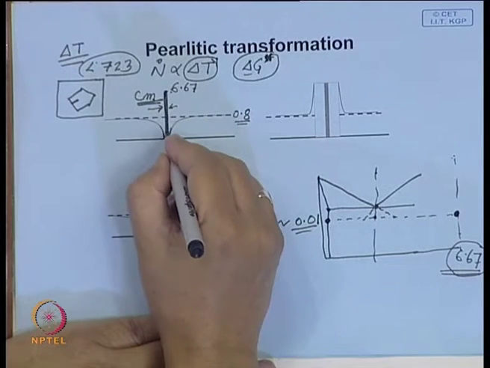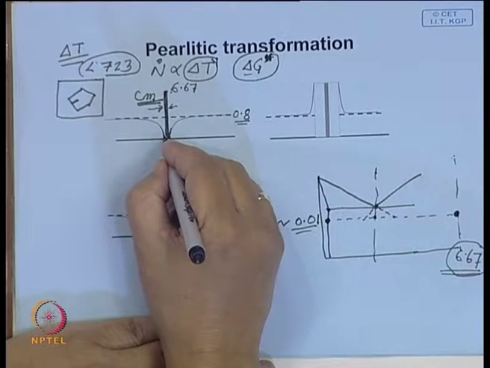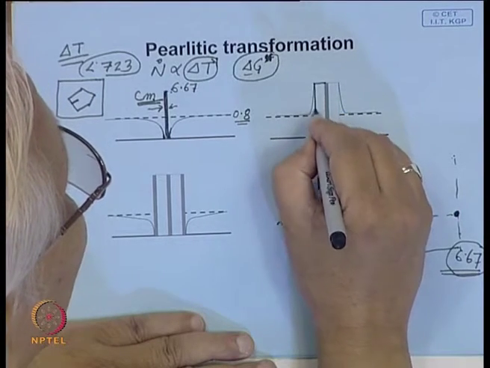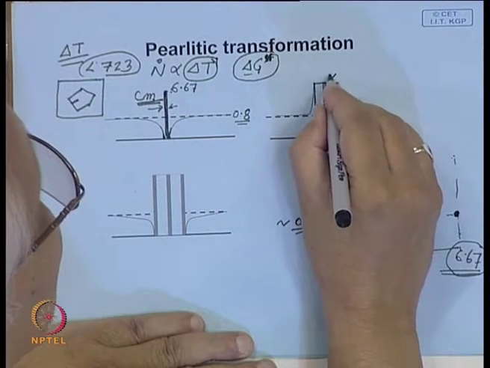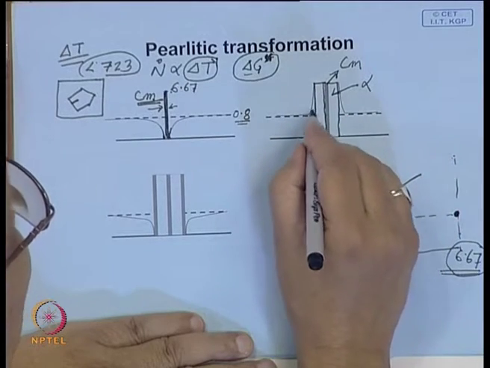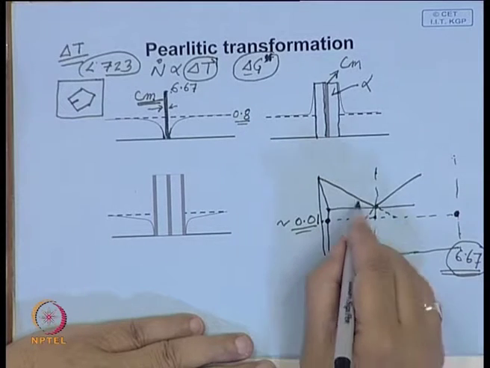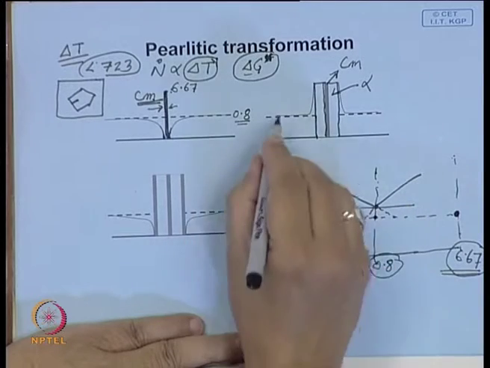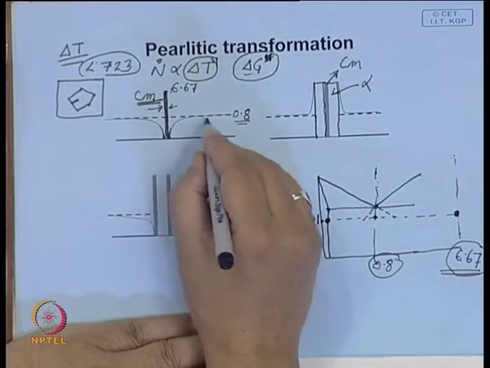And now, once this grows to a certain point, the carbon content decreases so much that a plate of ferrite nucleates. This is cementite, this is ferrite. When ferrite nucleates, it will reject carbon. Ferrite has hardly any carbon content, but the austenite here has 0.8% carbon. So, from 0.8 it has to reject the carbon into the surrounding area, which has 0.8.